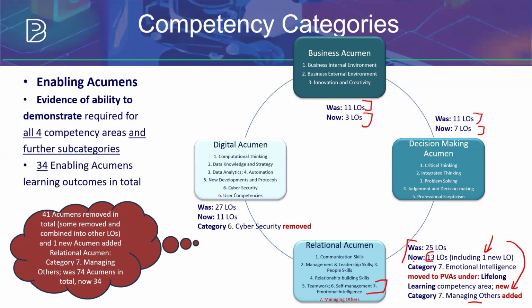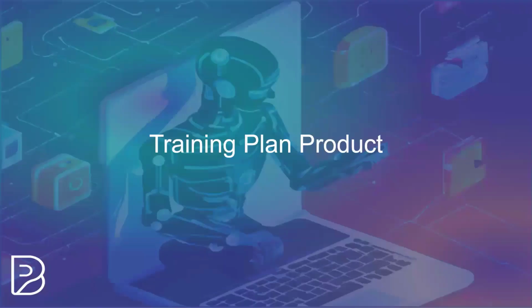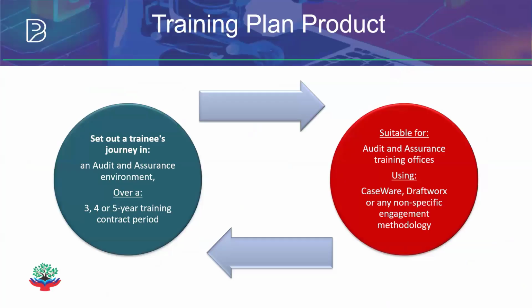Then we moved to digital acumen. Used to be 27, now 11. And one of the categories was removed, cybersecurity. The competency that was in there has been moved to user competencies. So the competency is not gone. It's just been shifted out because that category was deleted. Now, previously, we had 74 acumen. We now have 34 acumen. So 34 plus the 17 gives you 51 and all have to be completed. So that was a bit of a visual in terms of understanding the movements within the competency framework, the CA of the future framework.